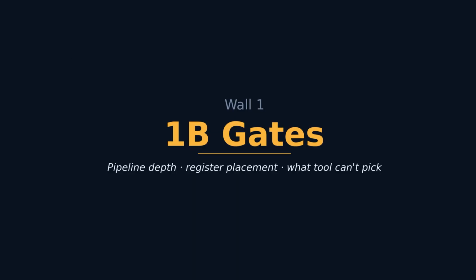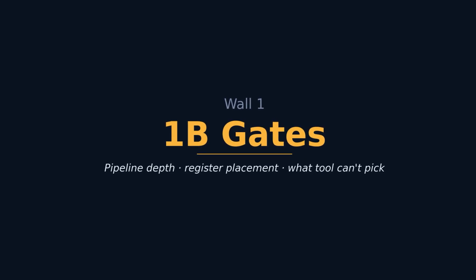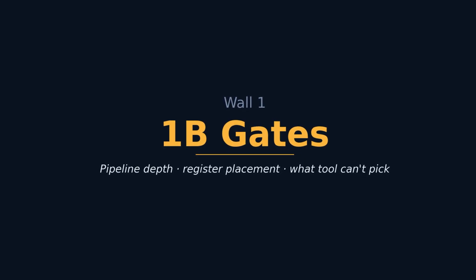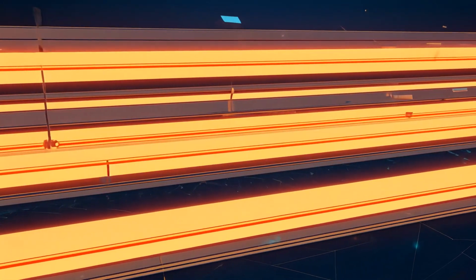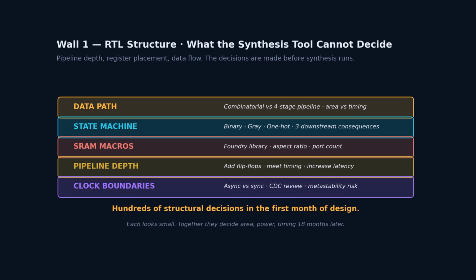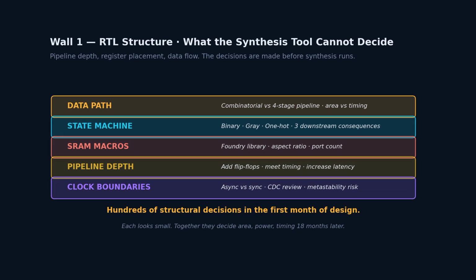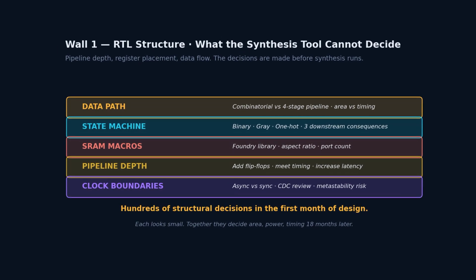Wall 1, RTL Structure. The designer is given an interface specification, inputs, outputs, throughput, latency, area budget. Everything inside the box is their decision. Start with the data path, a multiplier that produces 16 bits per cycle. Should it be a single combinatorial block or a 4-stage pipeline? The combinatorial version uses less area but cannot meet timing at 3 gigahertz. The pipeline version meets timing but adds 4 cycles of latency and 400 extra flip-flops. The designer reasons about both, picks one, and commits.